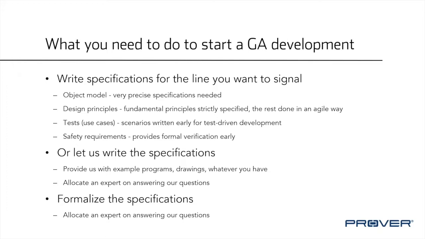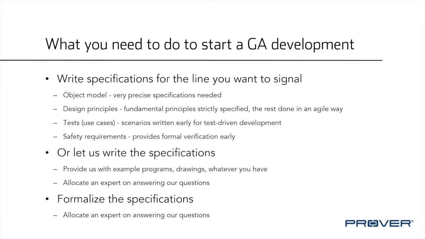You need to specify also tests, that is, use cases, scenarios written early for test-driven development. A very good way of specifying how you want the interlocking or system to function is to specify how this could be tested. So for example, if for each route I want that it should be possible to request it, and then if you wait a few seconds, you should see that the signal clears, and so on.